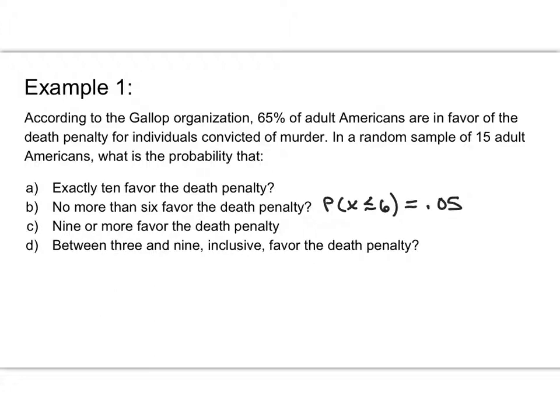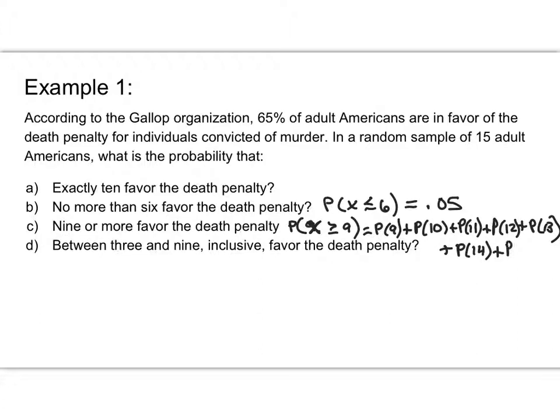Again, if you do this on a calculator, you're going to get a slightly different answer. So the third part of this problem is 9 or more favor the death penalty. That's pretty straightforward. Anything 9 or more, so we're looking at x greater than or equal to 9. That means I need the probability of 9 plus the probability of 10 plus the probability of 11 plus the probability of 12 plus the probability of 13 plus the probability of 14 plus the probability of 15.